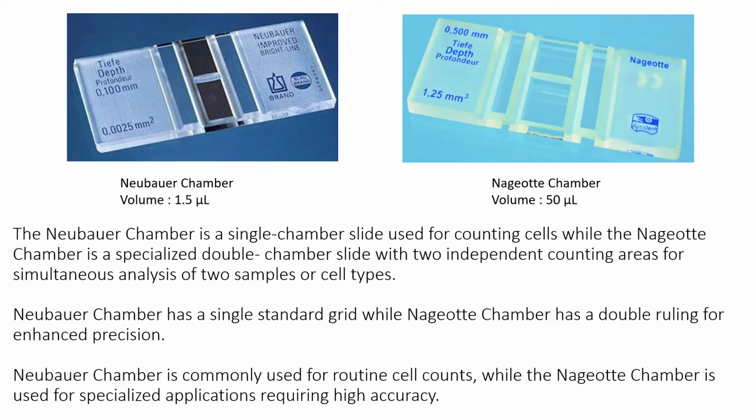The Neubauer chamber has a volume of 1.5 microliter, whereas the Nageotte's chamber has a volume of 50 microliter. The Neubauer chamber is a single chamber slide used for counting cells, while the Nageotte chamber is a specialized double chamber slide with two independent counting areas for simultaneous analysis of two samples or cell types. Neubauer chamber has a single standard grid, while Nageotte chamber has a double ruling for enhanced precision. Neubauer chamber is commonly used for routine cell counts, while the Nageotte chamber is used for specialized applications requiring high accuracy.